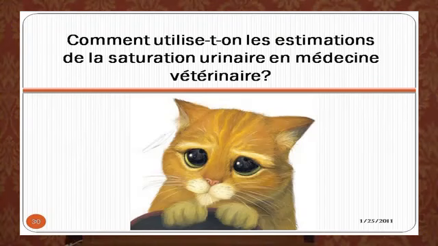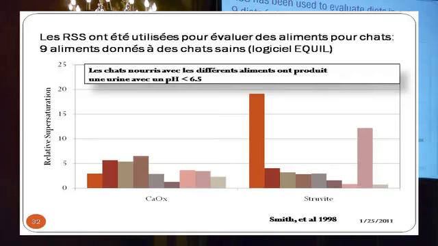Now, how have urine saturation estimates been used, though? And I will just give some examples, not the entire literature. It has been used to evaluate the influence of diets in healthy cats and dogs. That is, you can feed different diets to healthy cats and measure urine saturation and compare which ones result in lower saturations for, say, calcium oxalate on the left or struvite on the right.